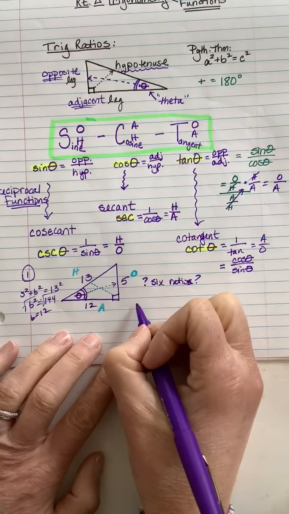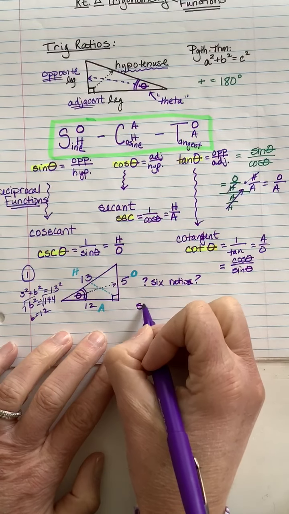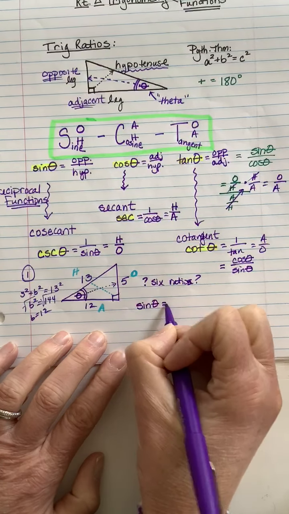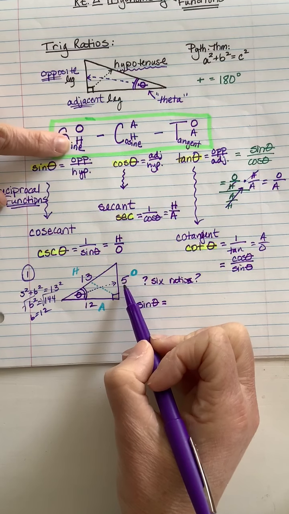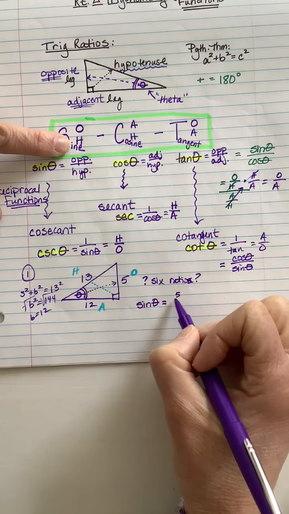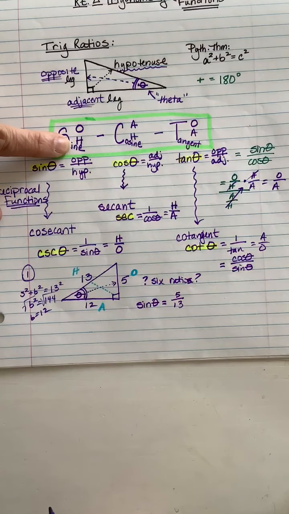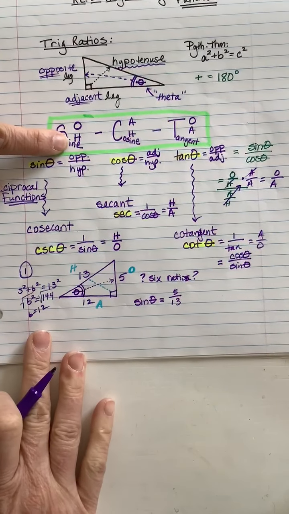So I'm just going to start with my sine. I've got sine of angle theta. So I'm looking back here. I've got my opposite piece, 5, over hypotenuse of 13. And I'm good for now to leave it like that. If you would like to put it into decimal form, go for it.